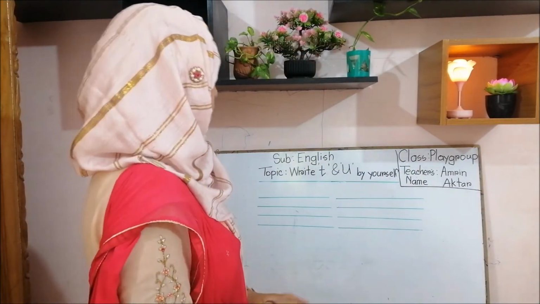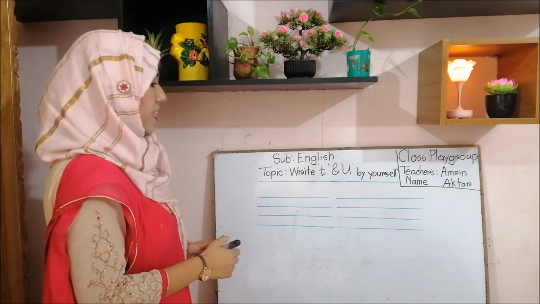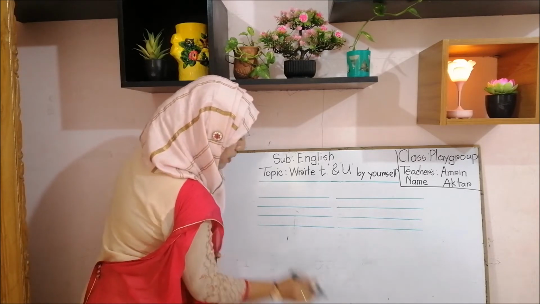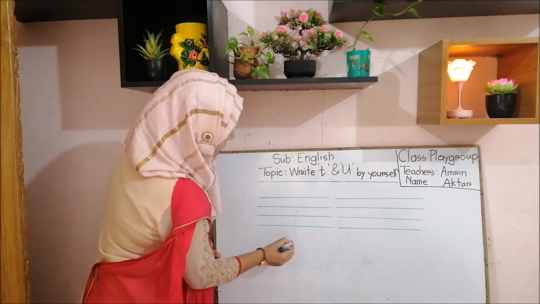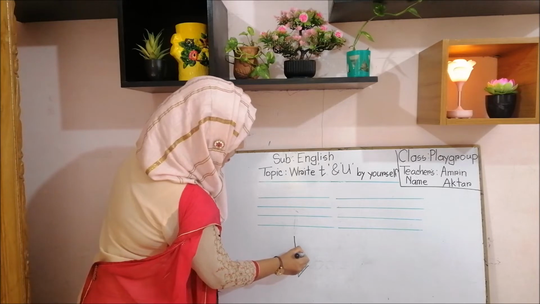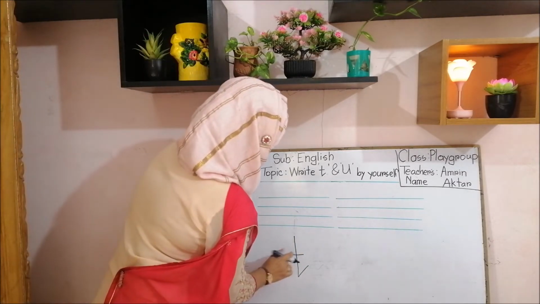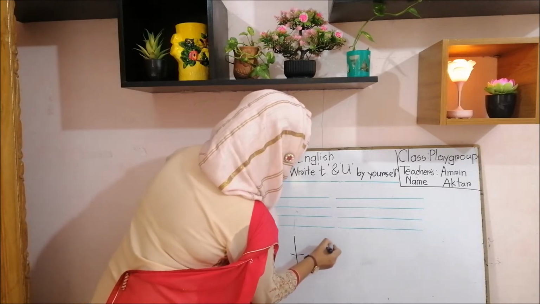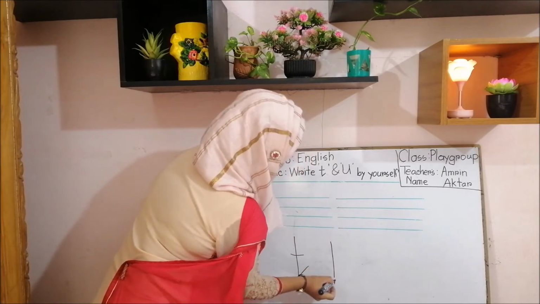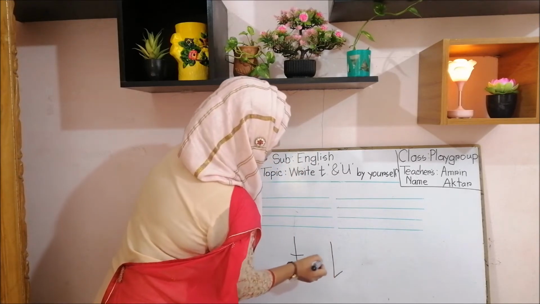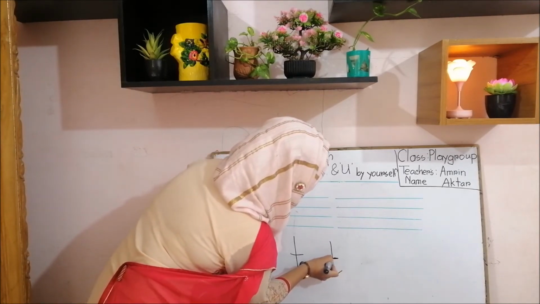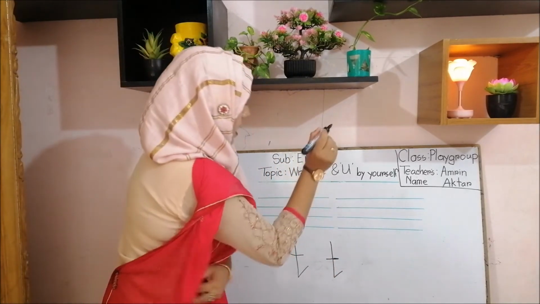Okay, so students, now we will learn how to write T and U. Look how we can write T and U. At first we will write T. How can we write T? Standing stick, slash, sleeping stick. This is T. Again I am showing. Standing stick, then slash, then sleeping stick, like this way. Okay, like this way we can write T. And how can we write U?